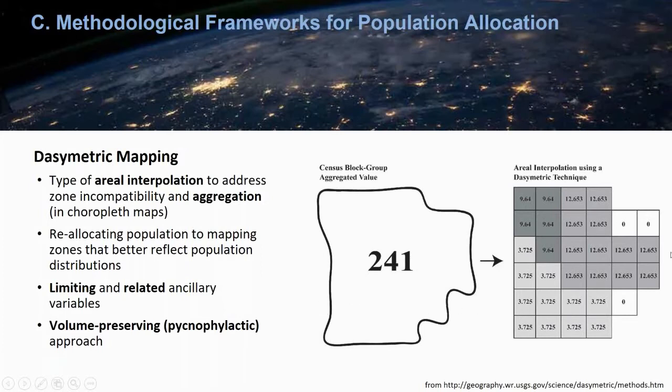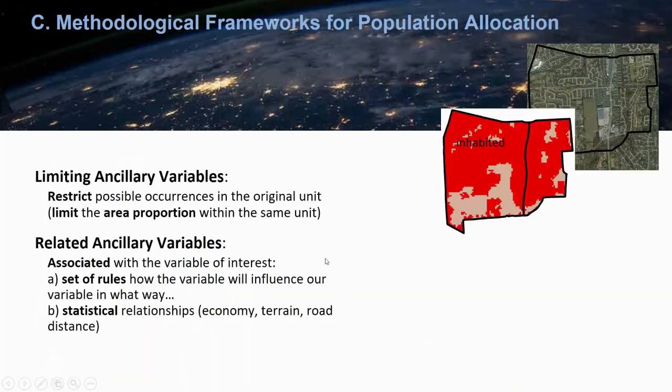If successful, we might be able to calculate population estimates at fine resolution that show a more representative population distribution, if the ancillary variables are meaningful and show some strong relationships between these ancillary variables and population. Limiting ancillary variables are simple to use. They restrict the possible occurrences within the original unit where population might be living or not. Developed land or inhabited land might be just one example.